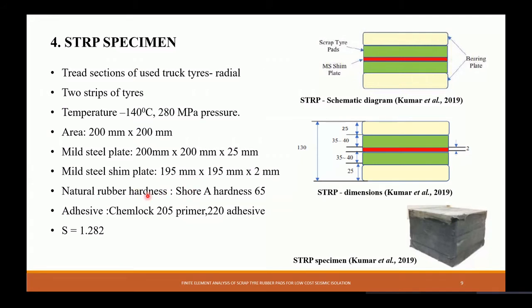Okay, now the natural rubber used for this type of isolator has a Shore A hardness of 65. And as was mentioned, the adhesive was Chemlock 205. The shape factor for this is 1.282. Now you have to be very attentive here. Typically, in the previous lecture, we said that seismic isolation bearings have a shape factor above 10, between 10 and 30 is very common. But here it is 1.282. Still it provides enough capacity.